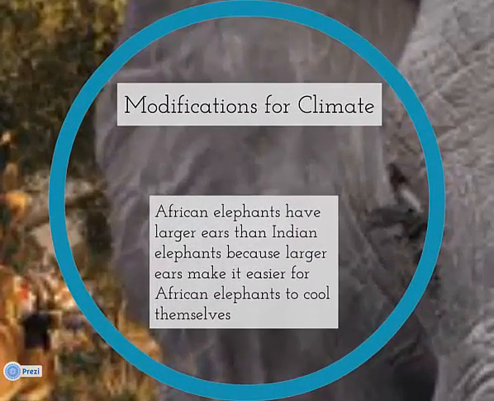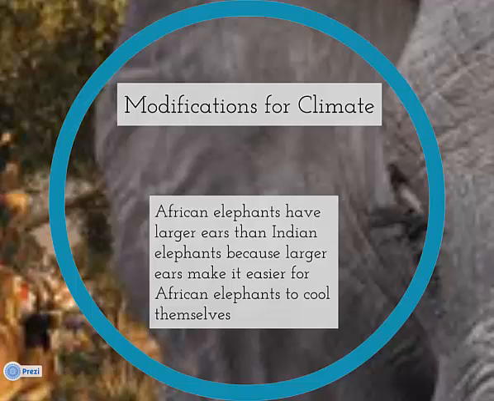Another modification that helps organisms survive may be changes because of climate. So it's not just being eaten that can decrease survival. Animals may also freeze to death if they are not able to keep warm enough, or they may overheat. So in this example, African elephants have larger ears than Indian elephants because it's hotter in Africa. And these larger ears make it easier for African elephants to stay cool.